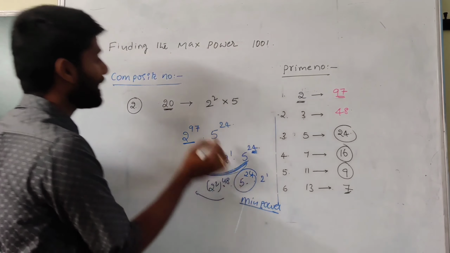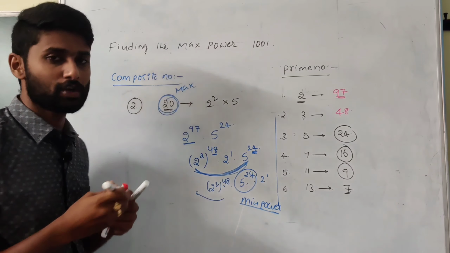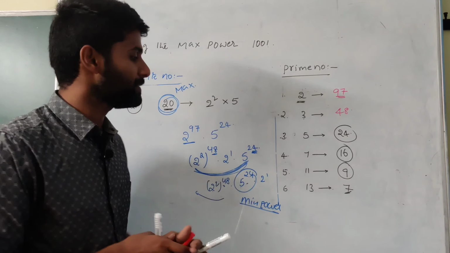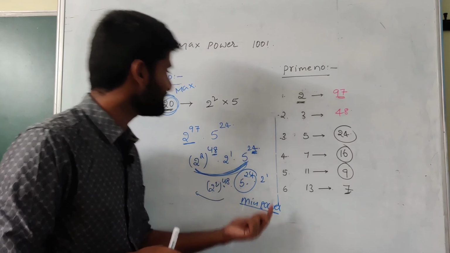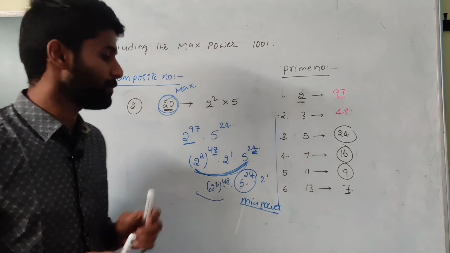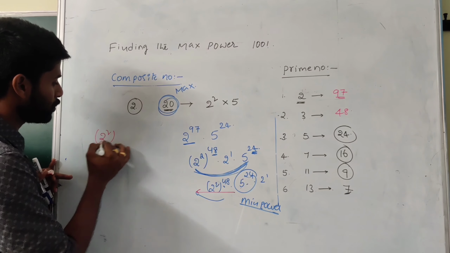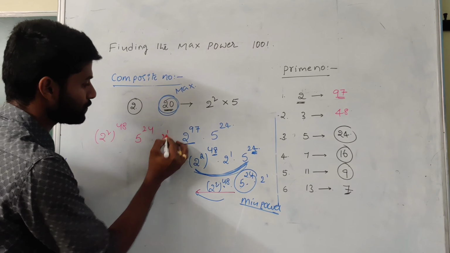Whatever the minimum power is, it indicates the maximum power of 20. It means if you want the maximum power value of 20, it depends on the 5 value. Whatever power the 5 has, that is exactly equal to the maximum power of 20. For example, if you want it in detail, take the value 2 square whole power 48 into 5 power 24 into 2 power 1.